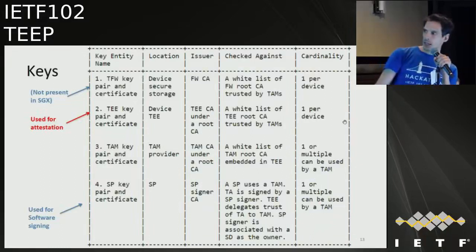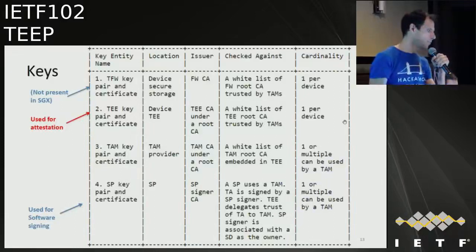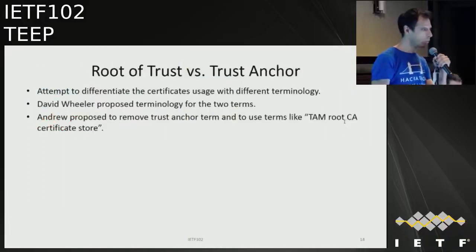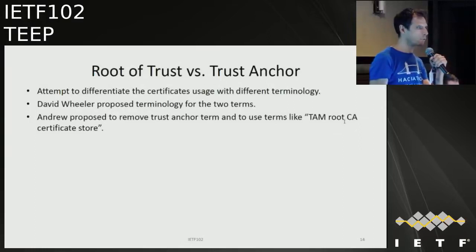There is also this other key pair, which is used for signing and potentially for encrypting of the software, which is separate to that and also needs to have some keys associated with it. So there were different proposals on what we should do about it. Dave came up with a somewhat detailed proposal on how we should distinguish those two terms. Andrew, on the other hand, suggested to just remove the trust anchor terminology, and then we don't have to worry about the distinction between those two. Of course, the trust anchor term is used throughout the document.